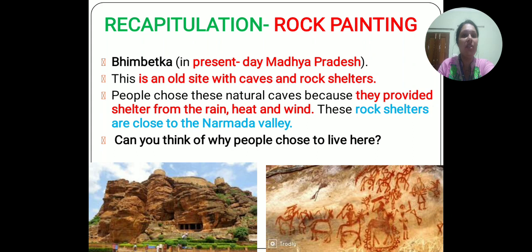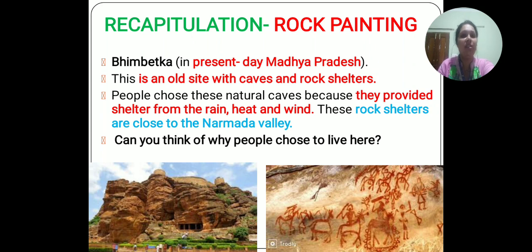People chose these natural caves because they provide shelter from the rain, heat, and wind. These rock shelters are close to the Narmada Valley. The people were using these caves as a shelter. Why were they using these caves or rock shelters? Because they were saving them from rain, heat, and wind.